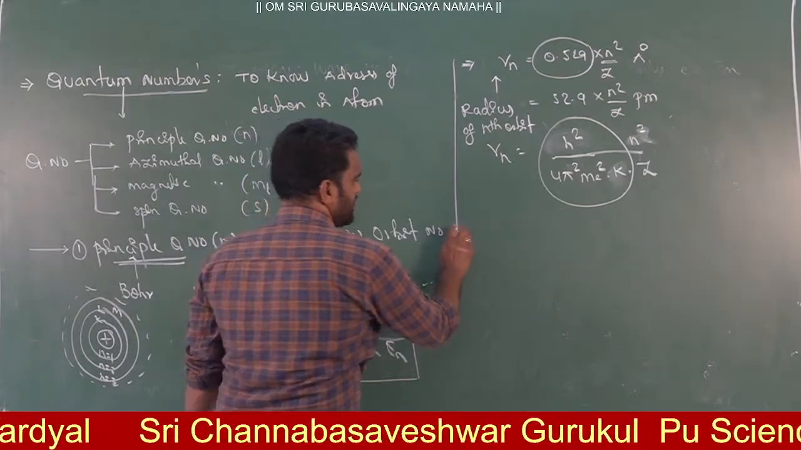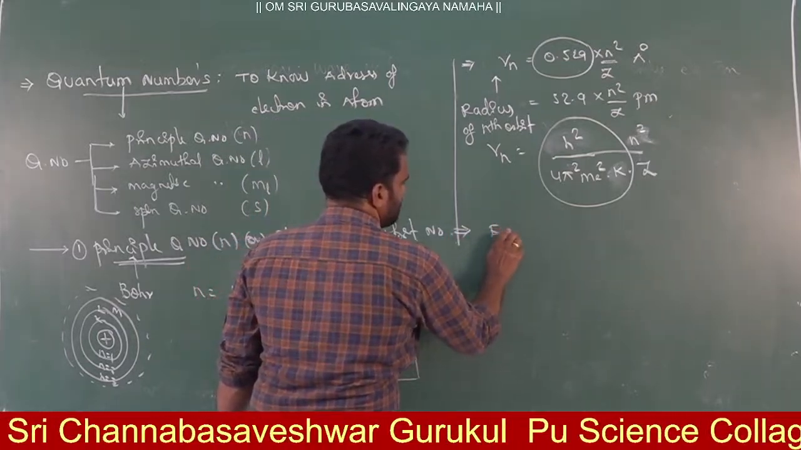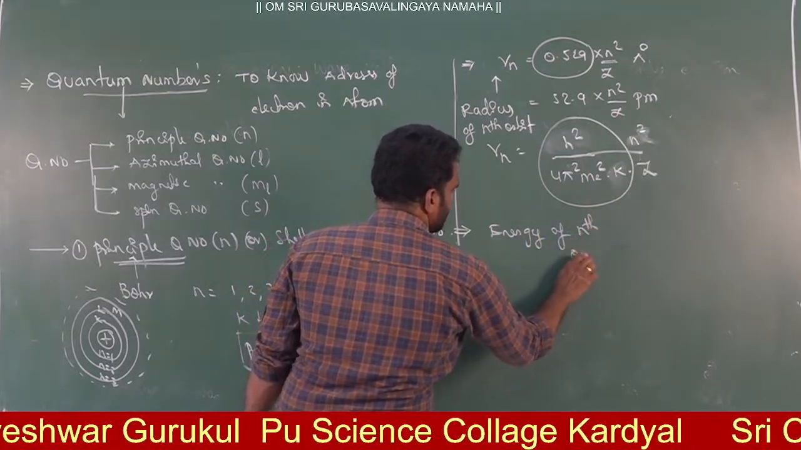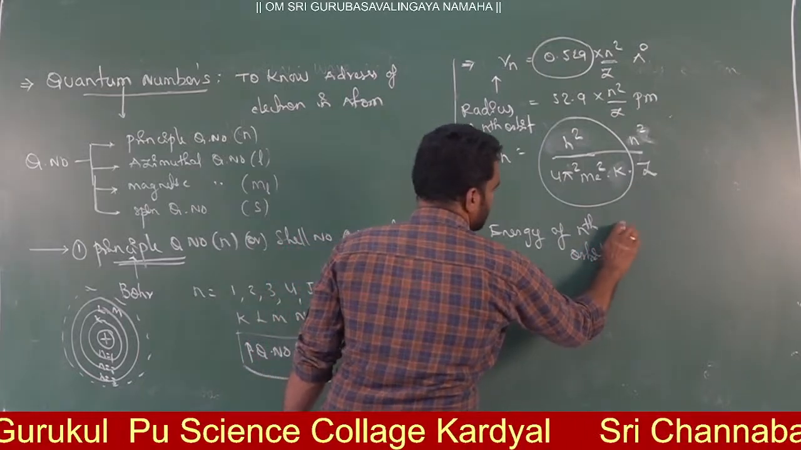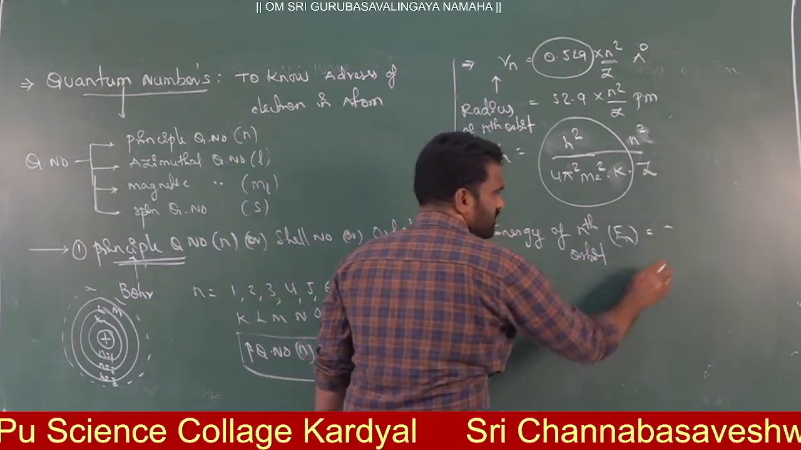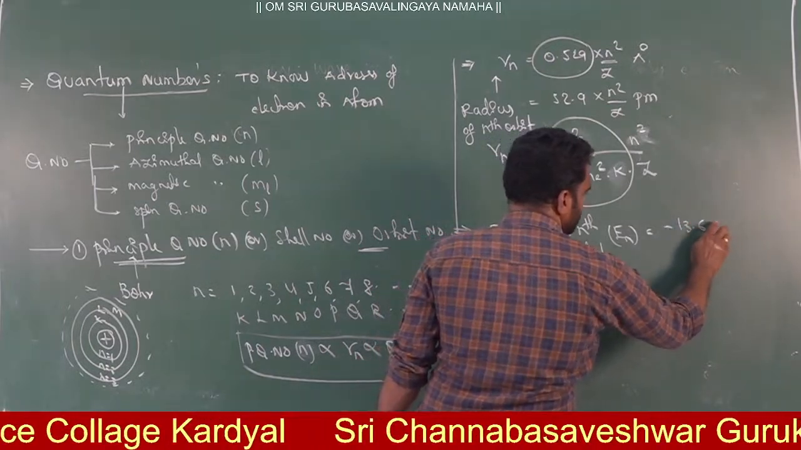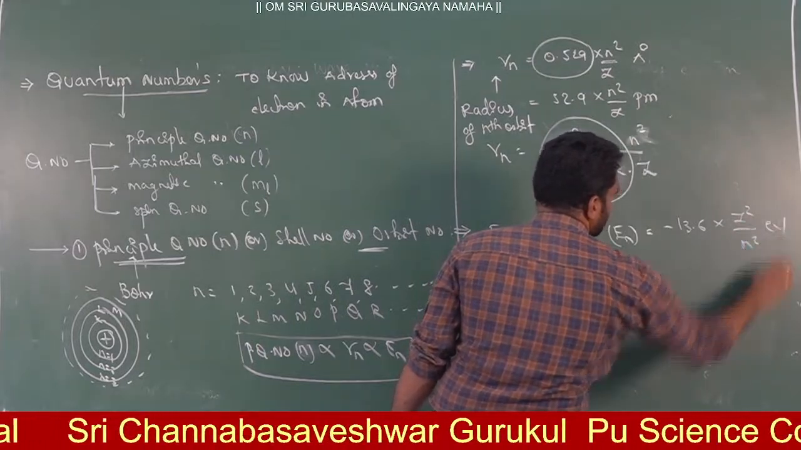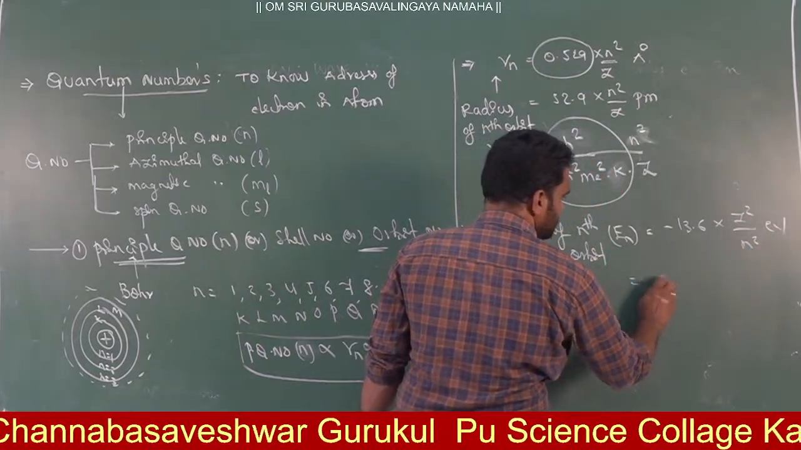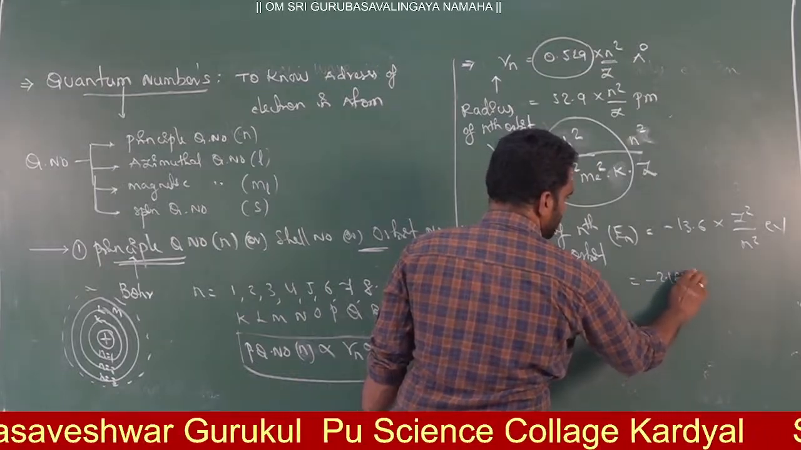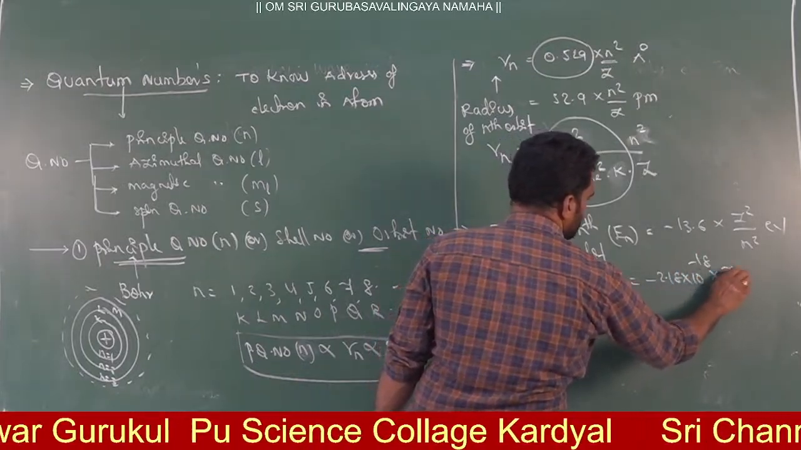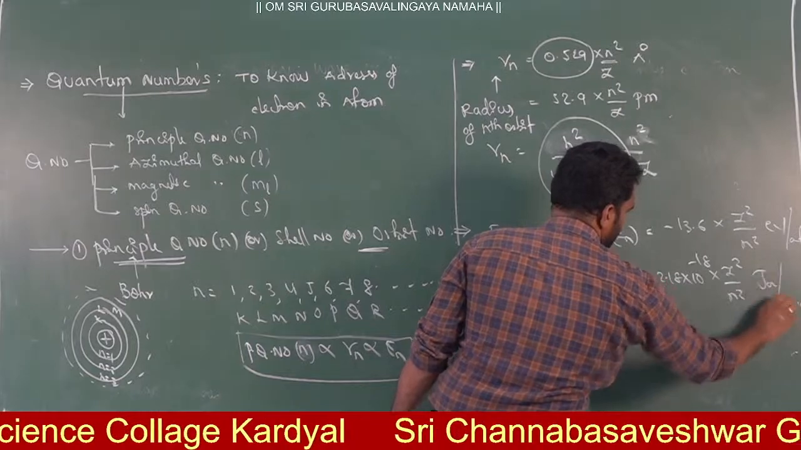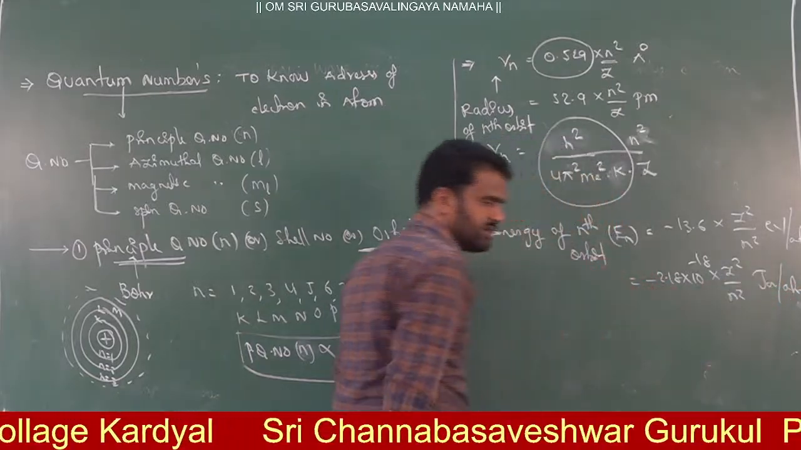Okay. Right, next, energy. Energy of the nth orbit, that is En. En equals, in electron volts, minus 13.6 into Z square by n square. This is in electron volts. And in joules, minus 2.18 into 10 power minus 18 into Z square by n square. This is in joules per atom. Per atom we are calculating. Per mole means you need to multiply with Avogadro number.